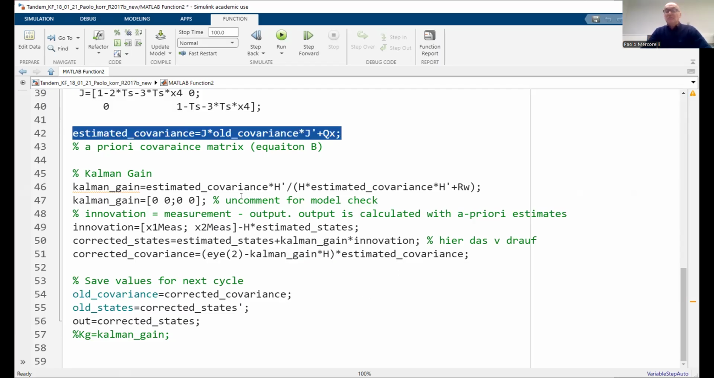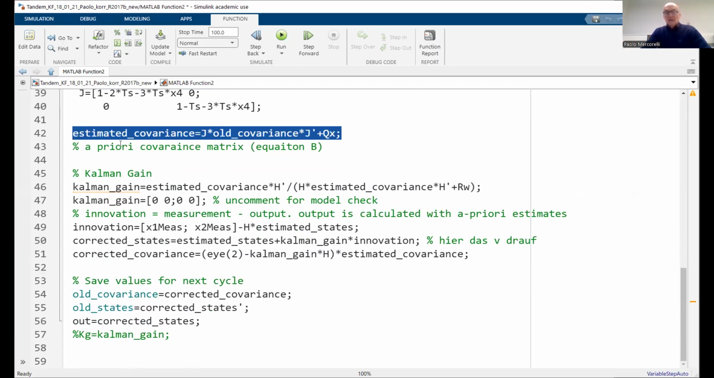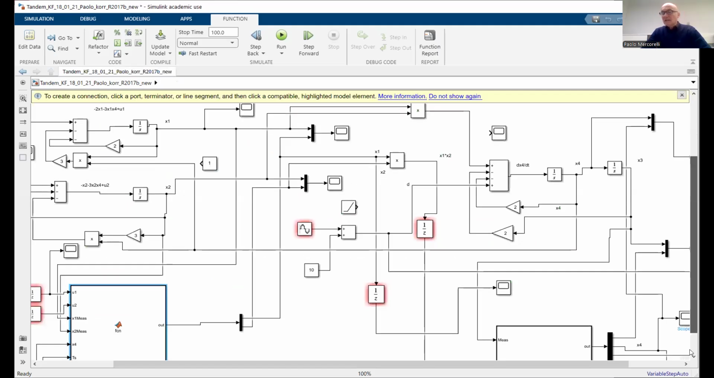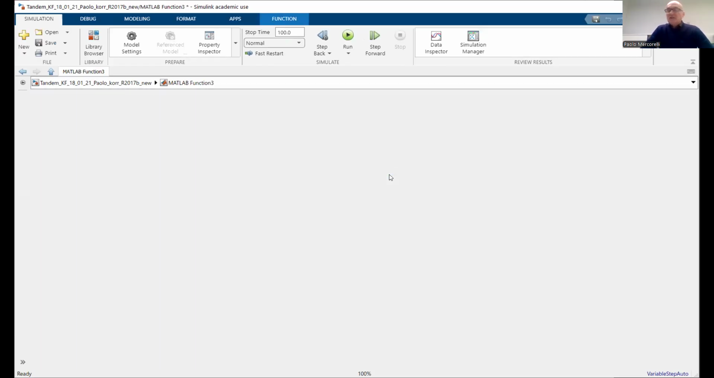But this does not change. Please pay attention. Instead of A in the linear case, you have to put J, no? The Jacobian matrix. Here is quite similar. No changes here, at least structurally. Let me scroll down quickly.